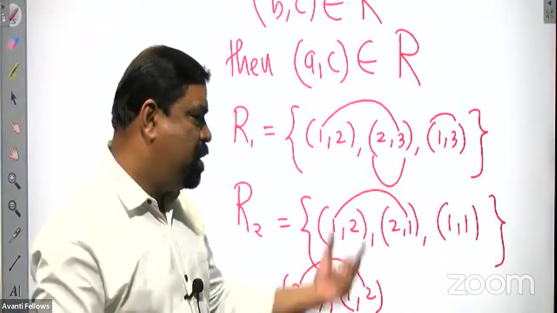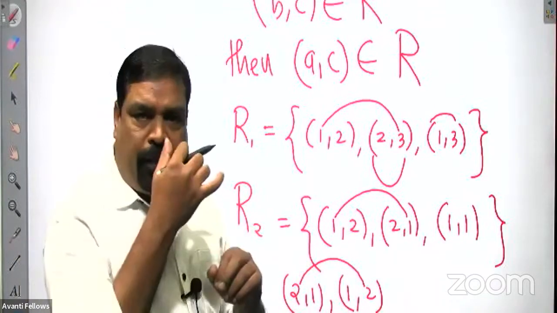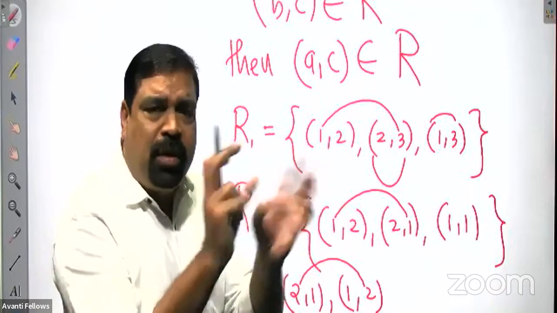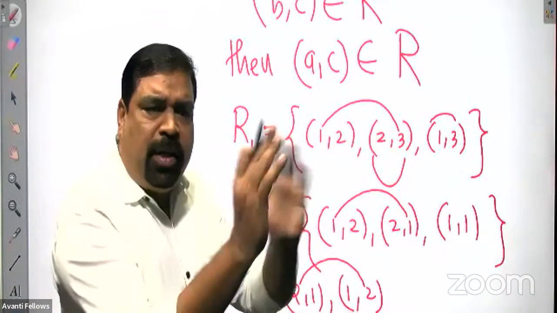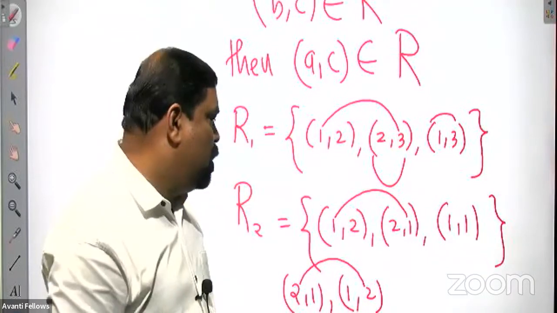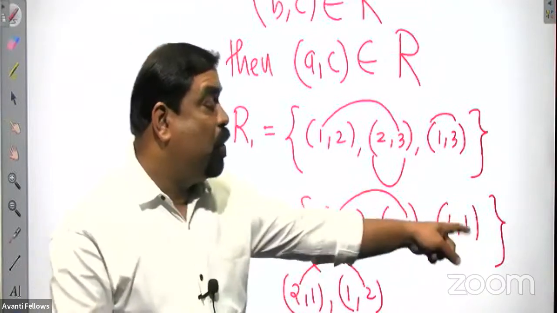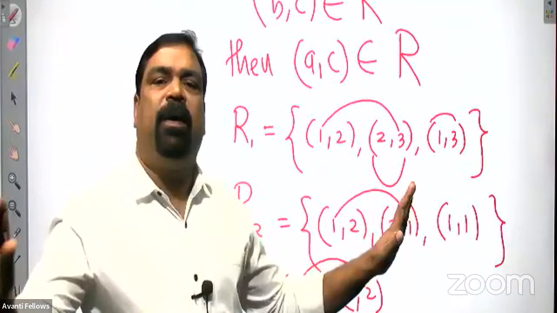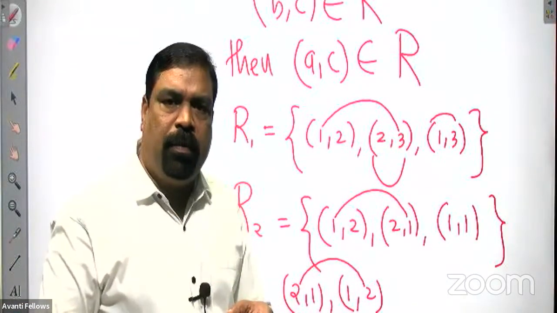Sometimes you may commit a mistake here. We check only one possibility and we are not checking the other possibility. We have to check all the pairs, all the different possibilities. So (2, 1) is there, (1, 2) is there, but (2, 2) is not there. That means it is not a transitive relation. Clear?